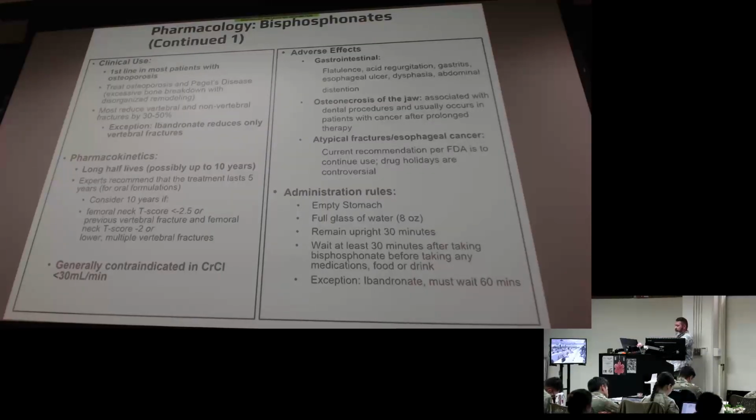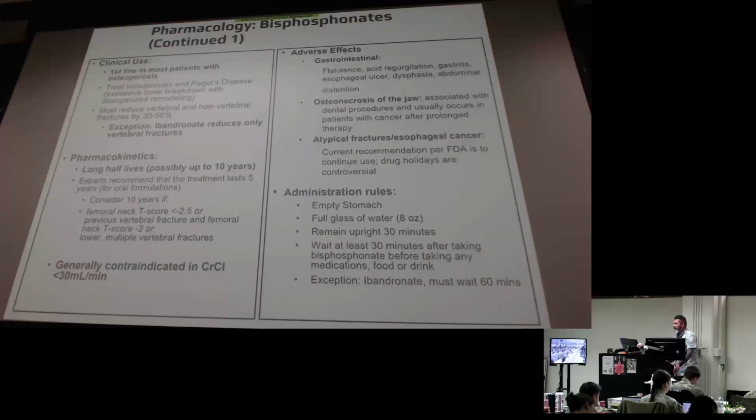Generally, contraindicated creatinine clearance less than 30. So as a group for the bisphosphonates, less than 30, then we have renal dosing considerations, and we're not going to give them. It's an absolute contraindication for the bisphosphonates as a class. We're going to talk about what you can use instead in the upcoming slides.